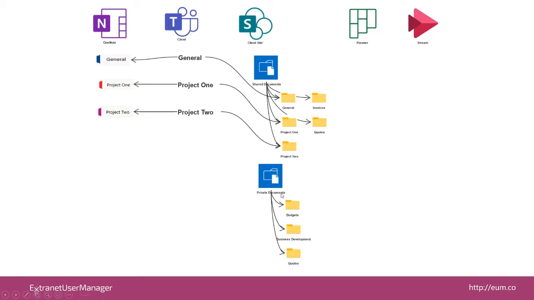Now, we also have a section we call private documents. This isn't part of the standard team site template, but it allows us to keep things like budgets and business development and quotes, things that we're not ready to share with the client, in a library here. When somebody comes in as a guest, we don't by default give them access to that. They only see what's in the shared documents here.